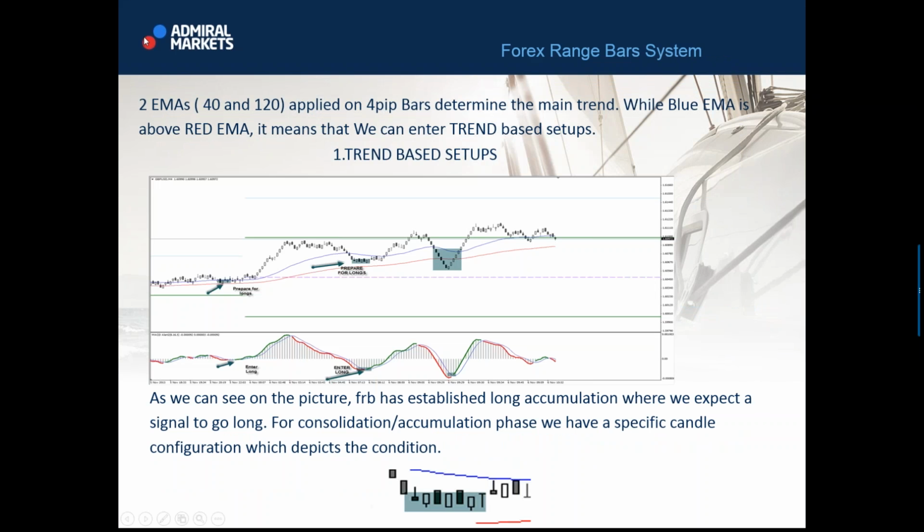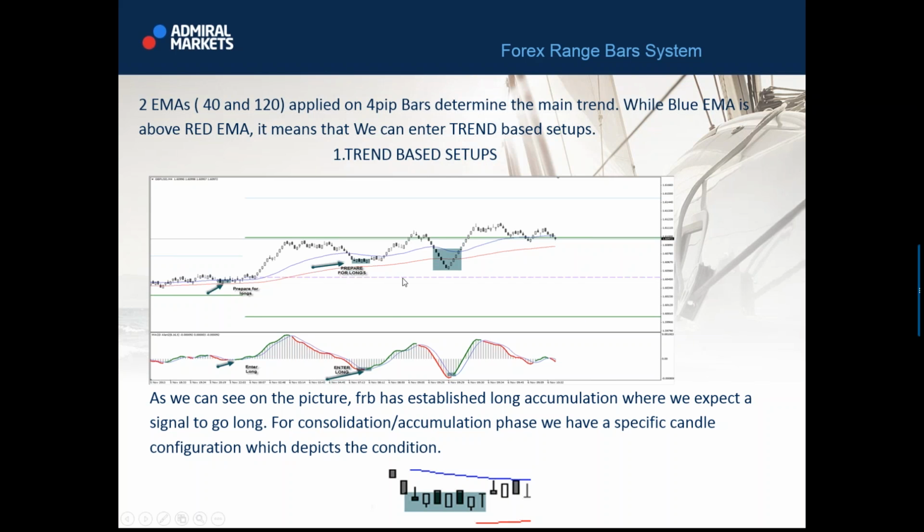So 2 EMAs, 40 and 120, should be applied on 4 pip bars to determine the main trend. When the blue EMA is above the red EMA, it means that we can enter trend-based setups. Prepare for longs when the blue EMA is above the red EMA. Now, MACD should be below the zero line. When it's below the zero line, we should see a cross from red to green below the zero line to take a good bullish setup.